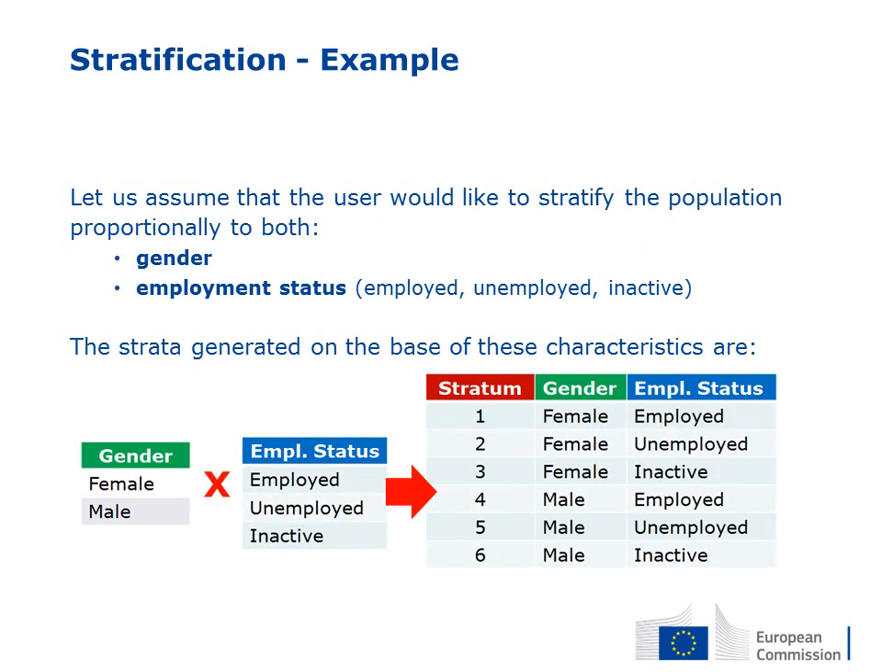For example, let us assume that we would like to stratify the population according to both gender and employment status, employed, unemployed, inactive, proportionally to what has been observed before the participation in a training program. The strata generated on the basis of these characteristics are the ones shown in the picture.